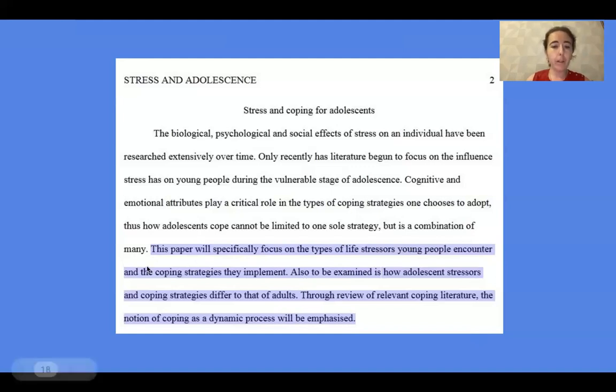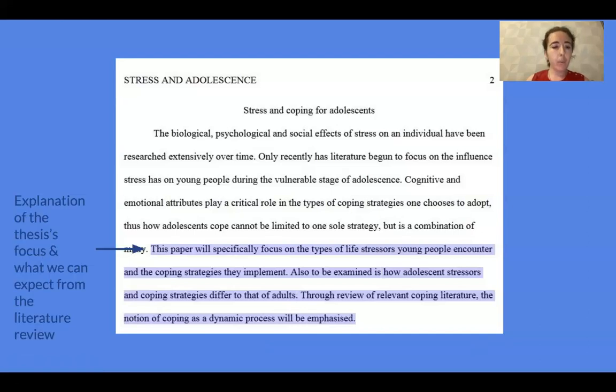It continues on in the next sentence. So this sentence basically restates the research question. And in this final sentence, they mention some kind of emphasis that is going to be found in the literature review. So they show the reader what to expect, right? So here, what did I put? Explanation of the thesis's focus, right? So, and what we can learn, what we can expect, excuse me, from the literature review.